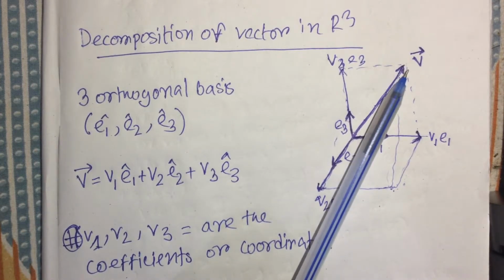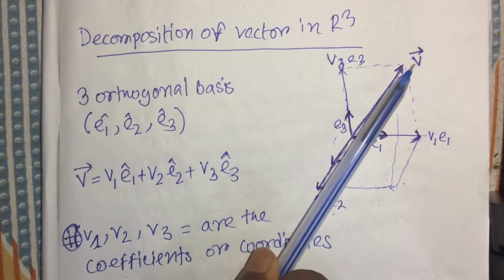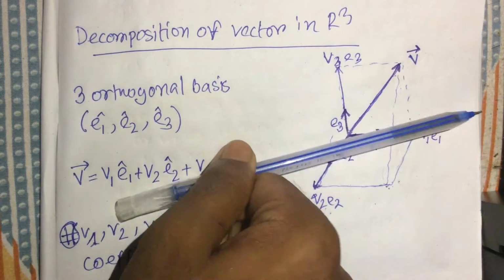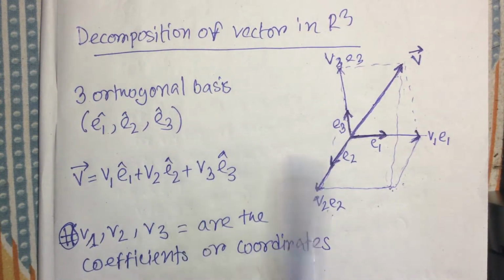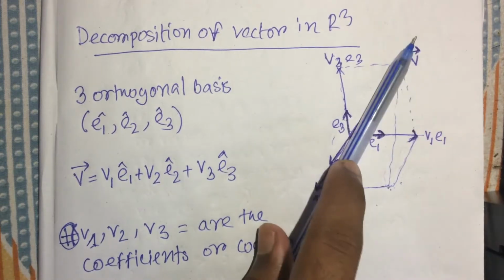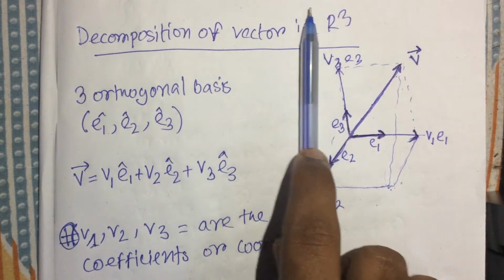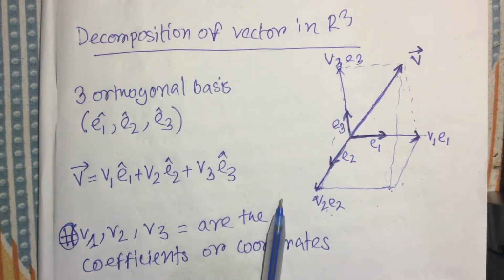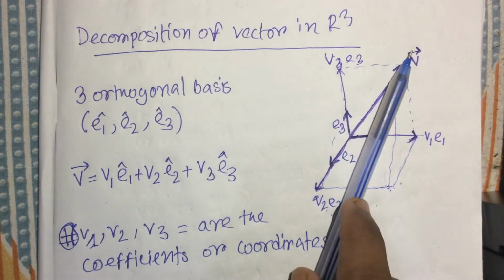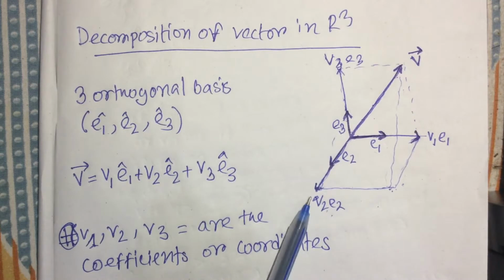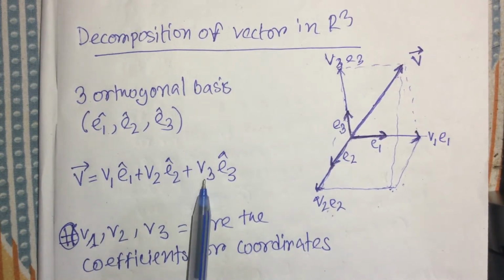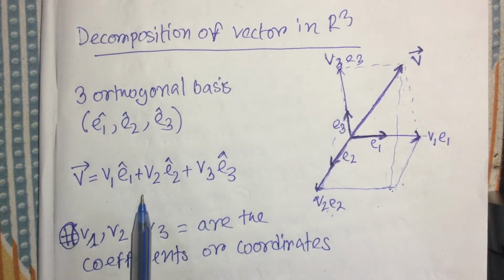projecting it on each axis. If we project the vector V on the E1 axis, we get V1 E1. If we project this vector V on the E3 axis, we get V3 E3. And correspondingly, if we project this vector V onto the E2 axis, we get V2 E2. Now we combine them to get the full vector.